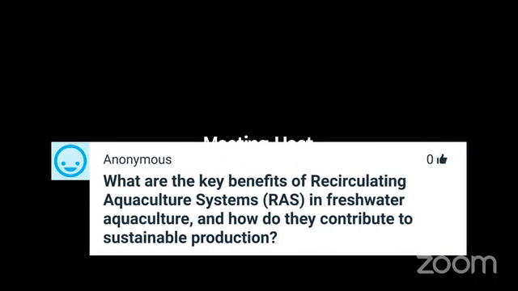What are the key benefits of recirculating aquaculture systems in freshwater aquaculture, and how do they contribute to sustainable production?